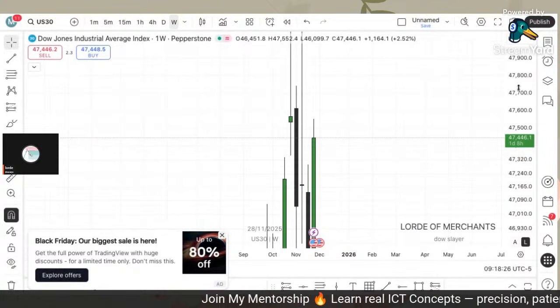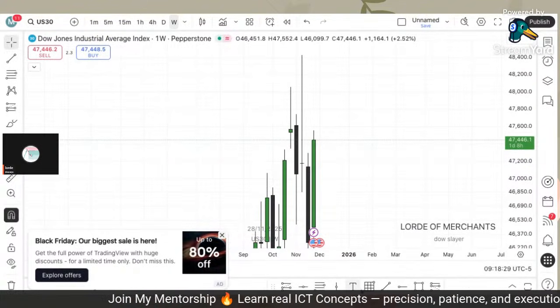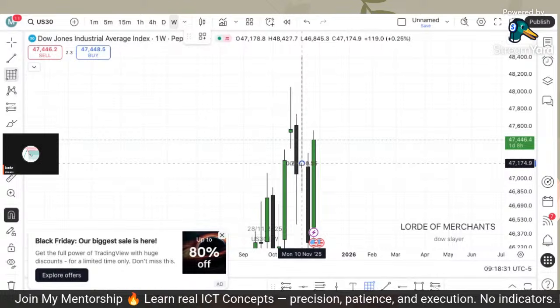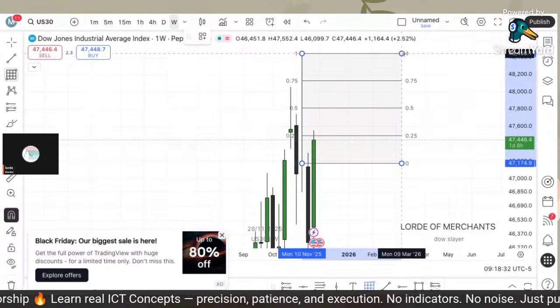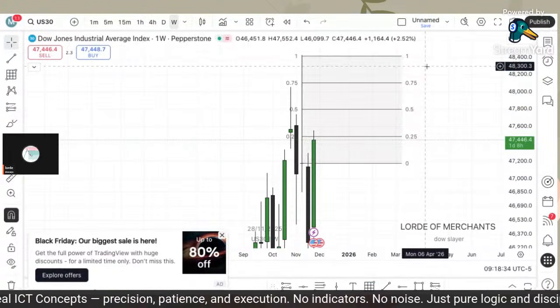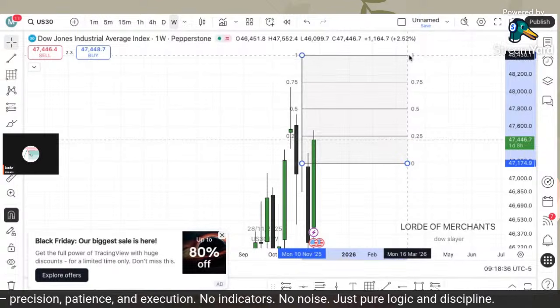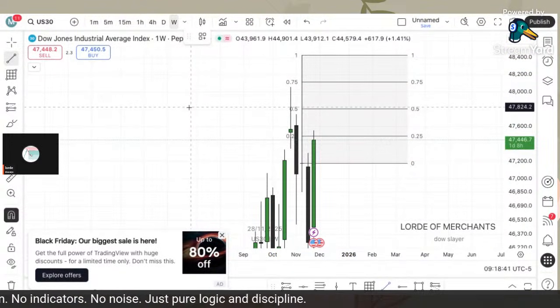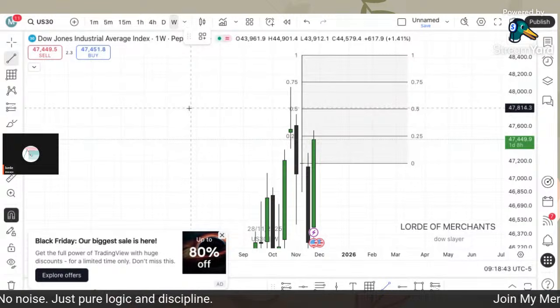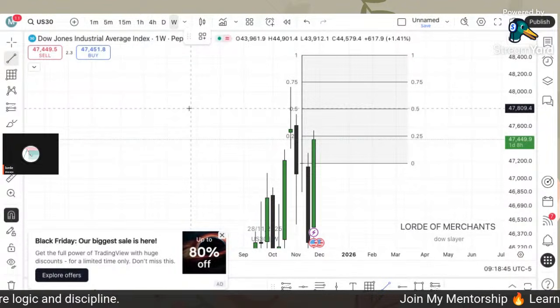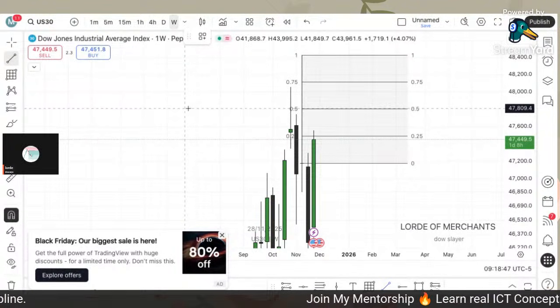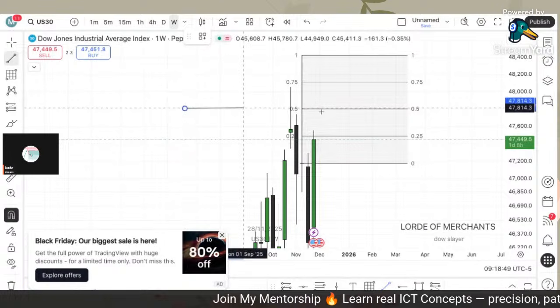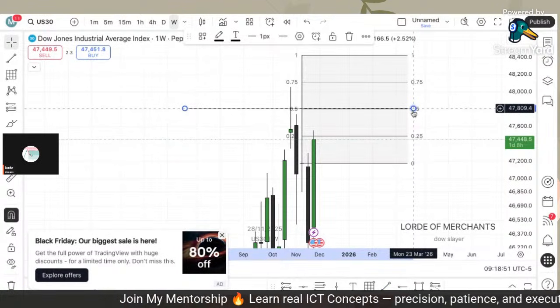We have this rejection block on the weekly time frame. So I want to mark the 0.5, or the first line of defense, of this rejection block. Right there. I marked the 0.5. That is why I expect some type of reaction to the sell side. Until then, I want to maintain my bias as bullish. To mark it precisely, it's 50%.